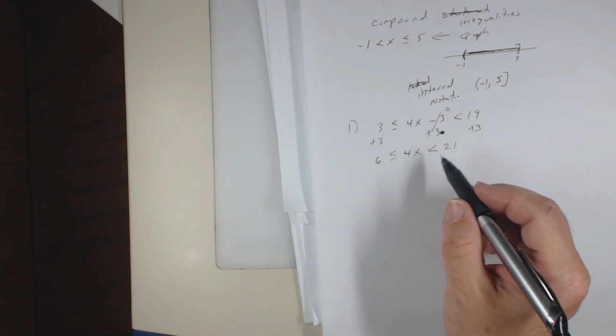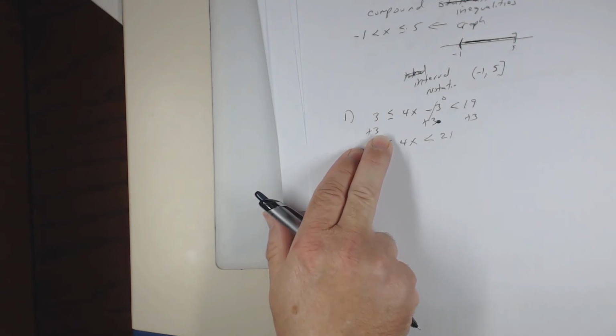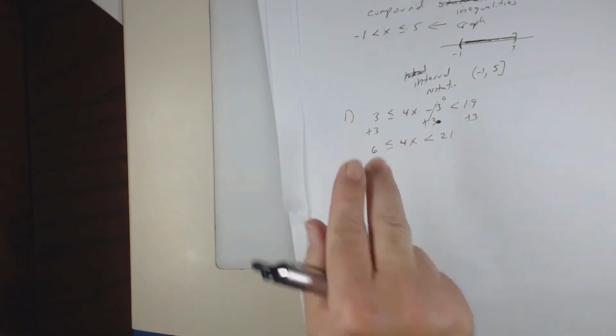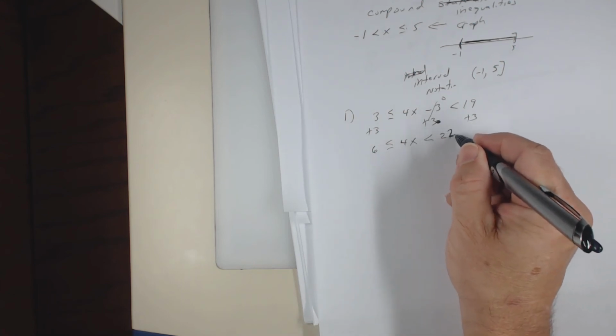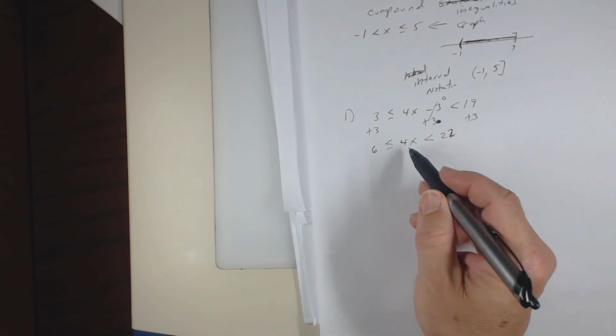So if all I had was this, what would we divide by? It's 22, right? Okay. I divide every side, every part by what? 4.